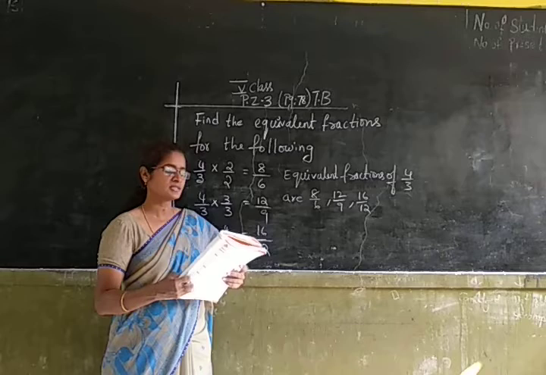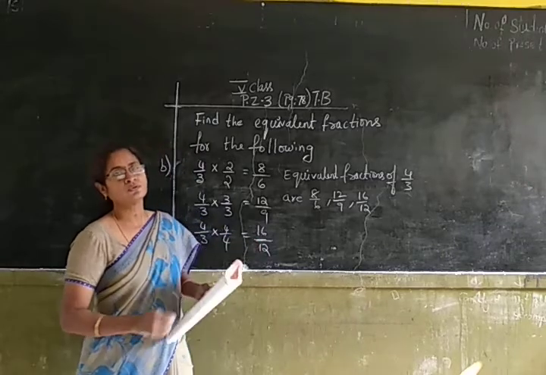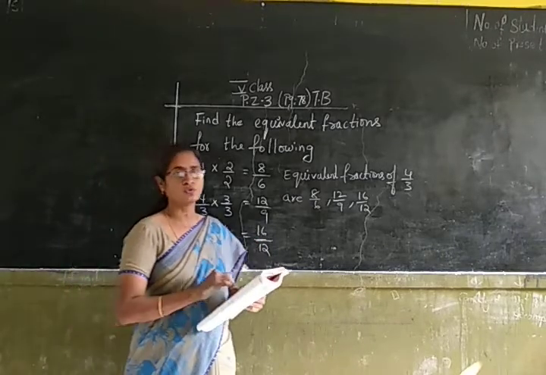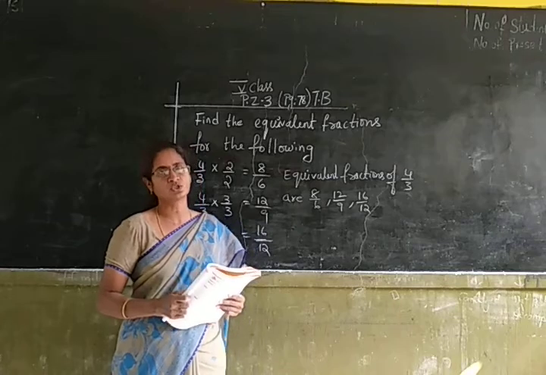You all do the C and D sums for homework. Children, you do the C and D sums in practice zone 2 and the C and D sums in practice zone 3 for homework.